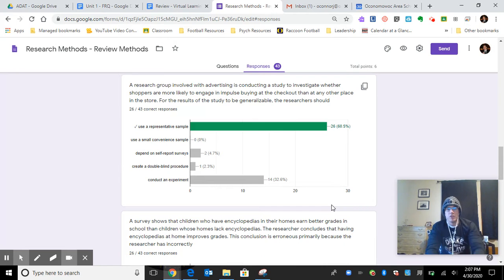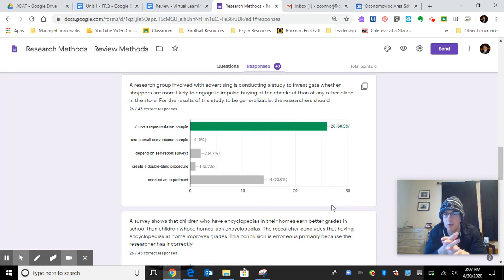Next one, a research group involved with advertising is conducting a study to investigate whether shoppers are more likely to engage in impulse buying at the checkout rather than any other place in the store. For the results of the study to be generalizable, so generalizable means you can generalize it to the whole population, right? So remember, you start with your population, the group of people you want your study to apply to, and then you take a small sample of those individuals.